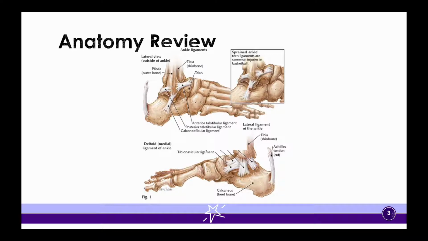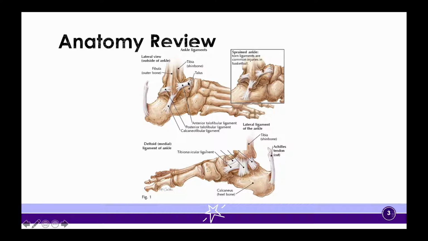The ones on the lateral side, the outside of our ankle, are the anterior talofibular, the posterior talofibular, and the calcaneofibular. So I just love how these are always named. It tells us exactly where the ligaments are going to and from. So here's our calcaneus bone coming up to the fibula. So this is our calcaneofibular ligament.